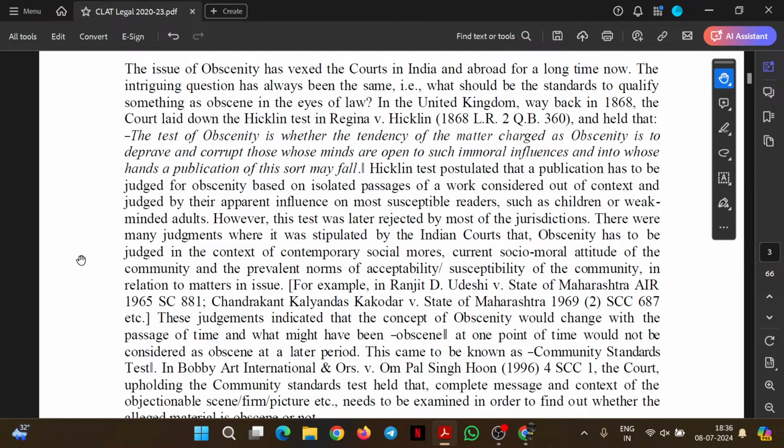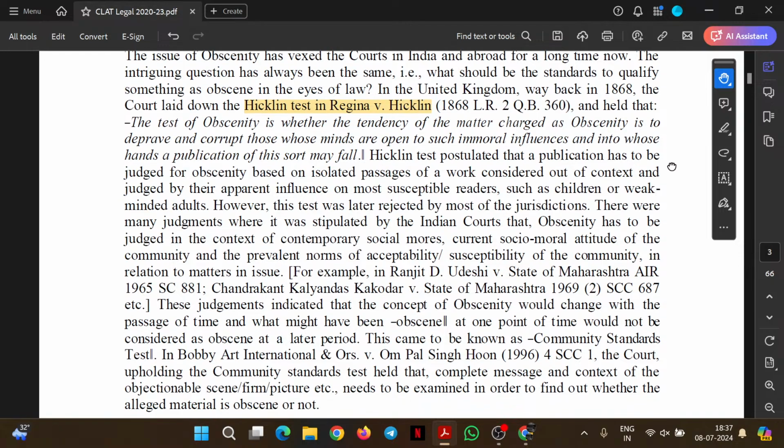In the United Kingdom, way back in 1868, the court laid down the Hicklin test in Regina versus Hicklin and held that. So now the author is going to talk about a test. Now, these are some questions that you might find very interesting, as they'll give you a set of standards that you might have to verify upon conditions that will be provided in questions later on. Not only this, but there might be multiple tests at times. Let's move ahead and see what the requirements of this particular test are.